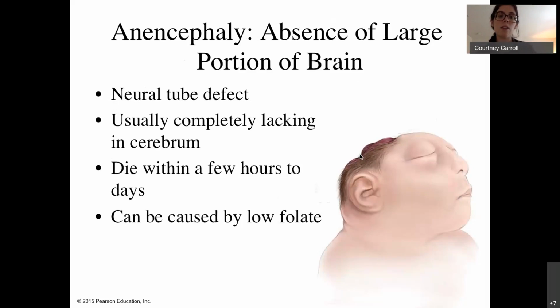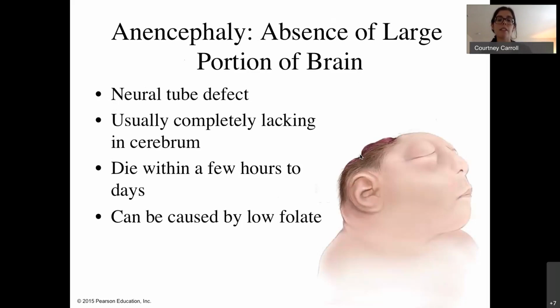These children are usually miscarried early on, but if they're born, they die usually within a few hours to a few days because most of their brain structure is absent. And this is again caused by low folate. So you need folate in order to close that neural tube.